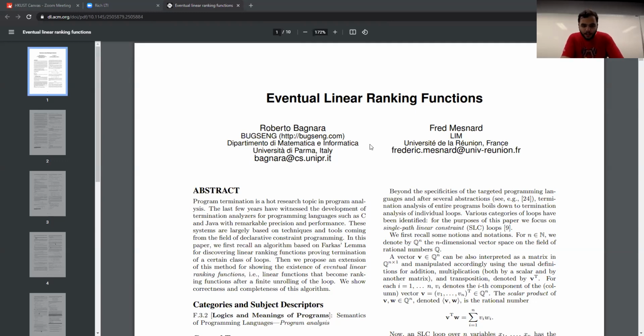Okay, so with that being said, today we're going to talk about ranking functions. Ultimately, what I want to cover is this paper. But actually, most of the time today will be spent on the background and what you need to know before even starting with this paper.